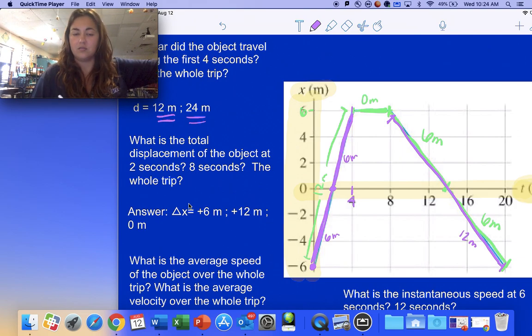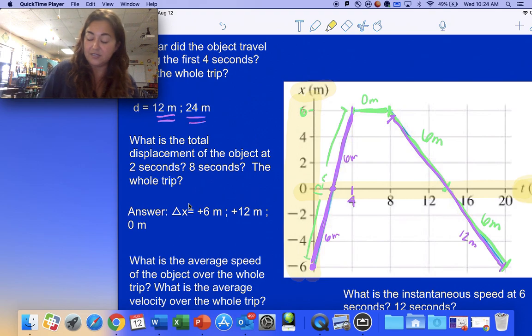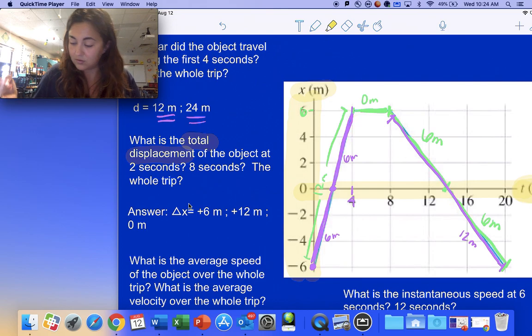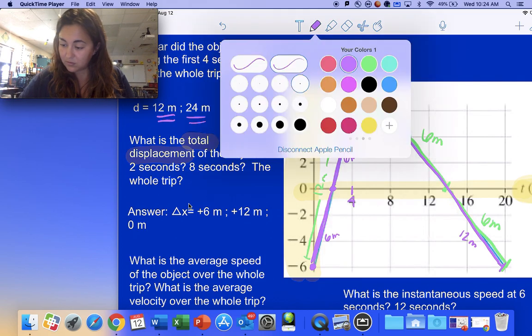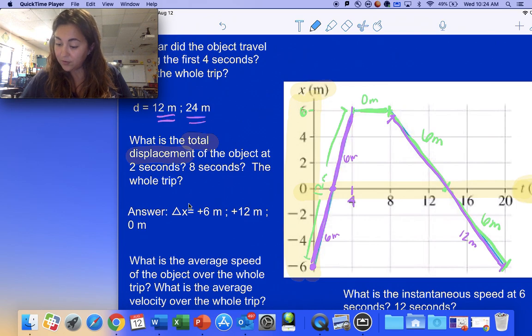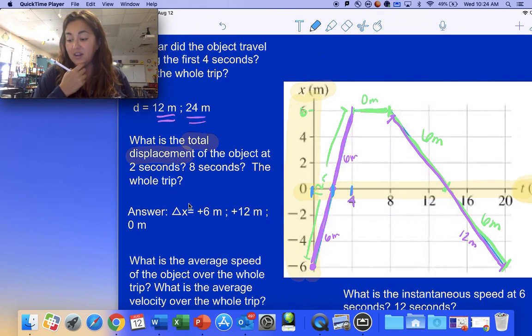So what is the total displacement of the object at 2 seconds? So how far did the object travel at 2 seconds? And this is a little different from distance, because displacement, if you recall, keeps track of direction. So for the first 2 seconds, 2 would fall probably halfway between 0 and 4. So where did they end up after those 2 seconds? Well, we started here at -6 and we ended at 0. So you would say they traveled 6.